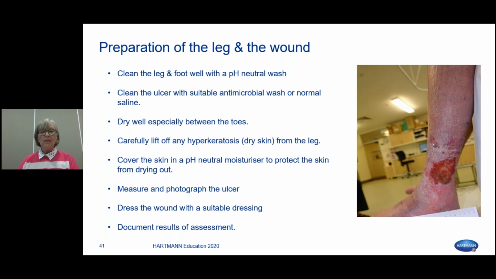Remember we talked last week about how we want beaches around the edge of the wound, not cliffs? Well, this is an exact example of where we want beaches, not cliffs, so the epidermal cells can easily migrate across that clean wound bed. Cover the skin in a suitable pH-neutral moisturiser to protect the leg from drying out prior to compression. Use this opportunity to measure and photograph the leg so you can accurately document the progress of the wound. Then apply a suitable dressing.